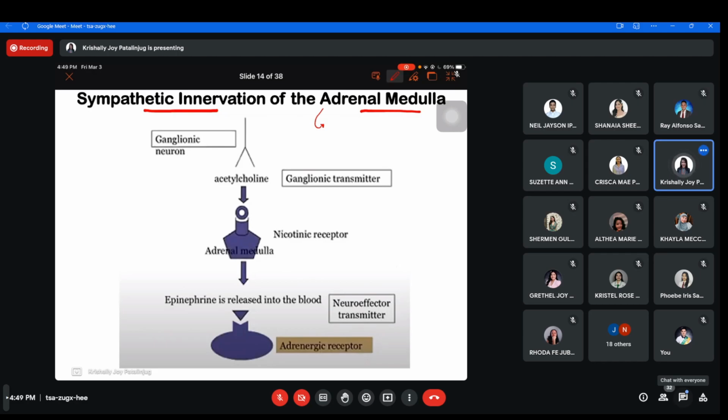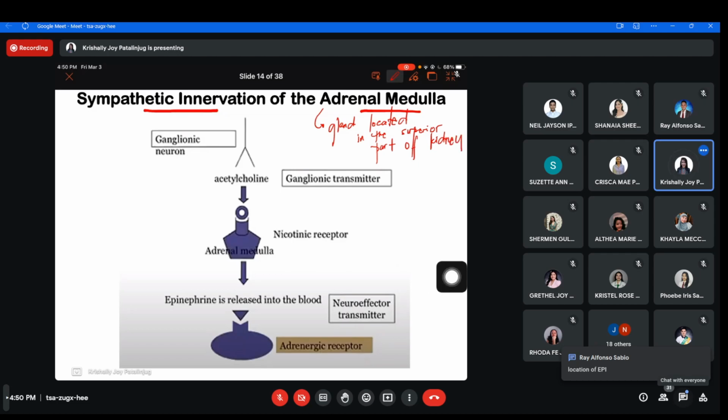Gland na makikita. Sulat ko ha. Gland located. Okay, very good. So it is a gland located in the superior portion, superior part of kidney. Okay? Yung adrenal medulla, it is a gland located in the superior part of the kidney.